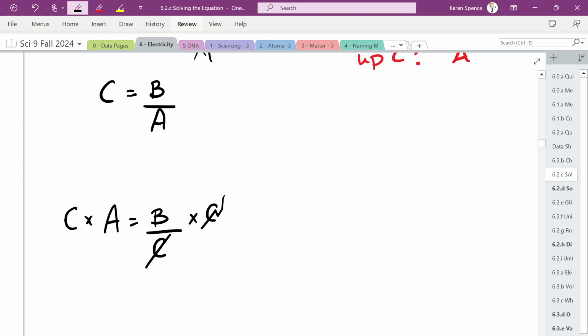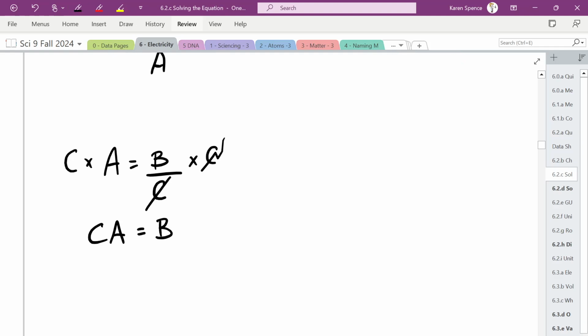And then you say, okay, now I've got C, A equals B. I want to get rid of the A. What could I do to the left-hand side to get rid of A? I could divide by A, but if I do that to the left-hand side, I have to do it to the right-hand side. I cross out my A's, and I'm left with C is equal to B over A. And we're done. Is good?